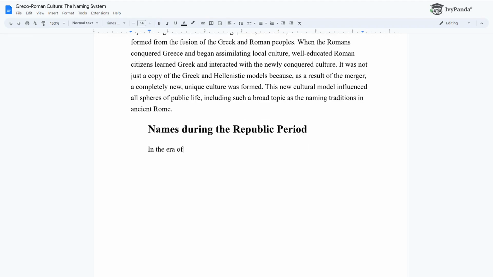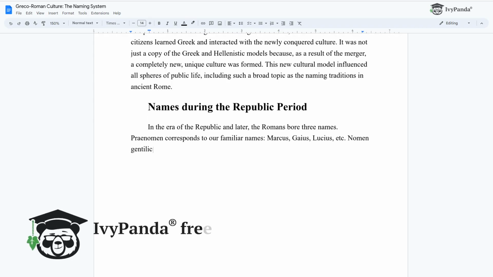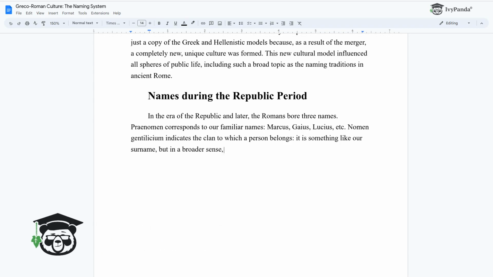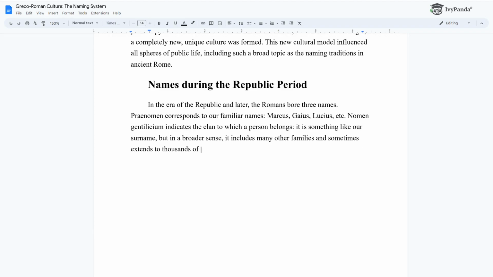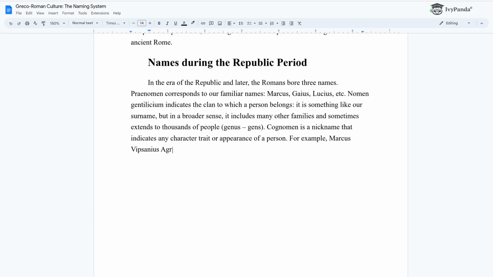In the era of the Republic and later, the Romans bore three names. Praenomen corresponds to our familiar names: Marcus, Gaius, Lucius, etc. Nomen gentilicium indicates the clan to which a person belongs. It is something like our surname, but in a broader sense, it includes many other families and sometimes extends to thousands of people, the genus, gens. Cognomen is a nickname that indicates any character trait or appearance of a person. For example, Marcus Vipsanius Agrippa is a standard Roman nomenclature.